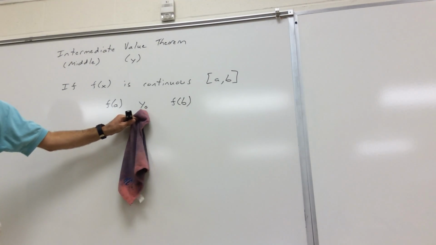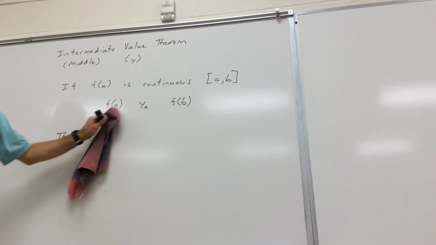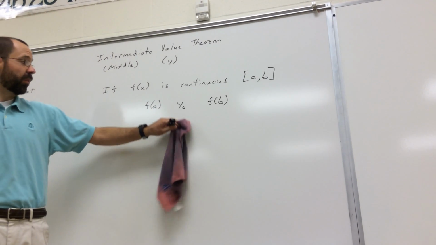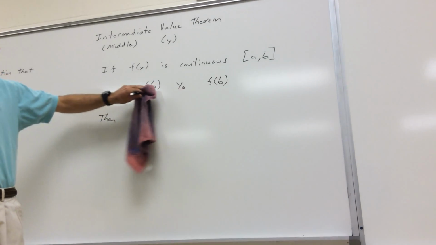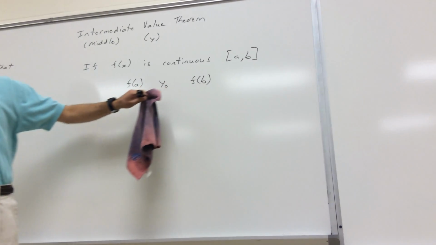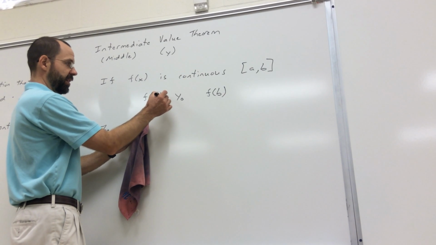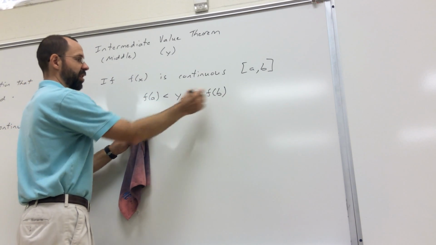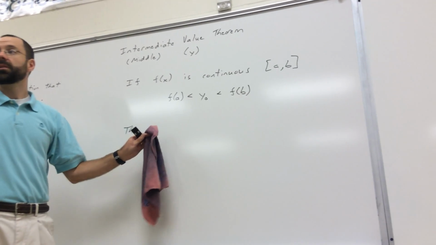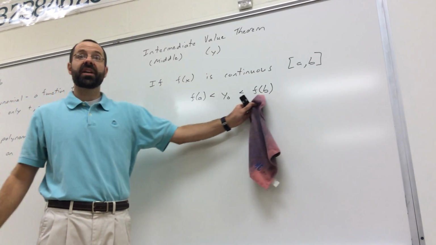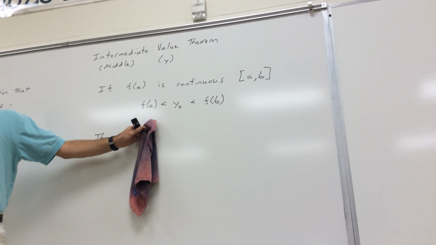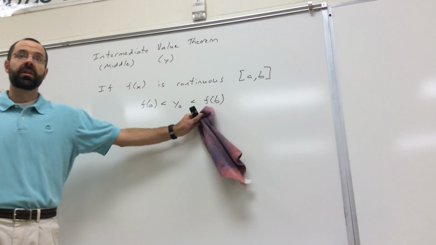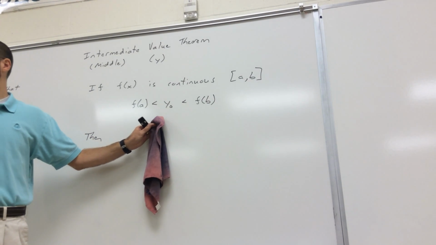And this number needs to be in the middle between those. That's why this is called the intermediate value theorem, because the y we care about is in between two other y values. So we're going to say that that y value is smaller than that, and that y value is smaller than that. So again, this mathematical sentence right here is where the theorem gets its name. It's the y value in the middle, the intermediate y value.